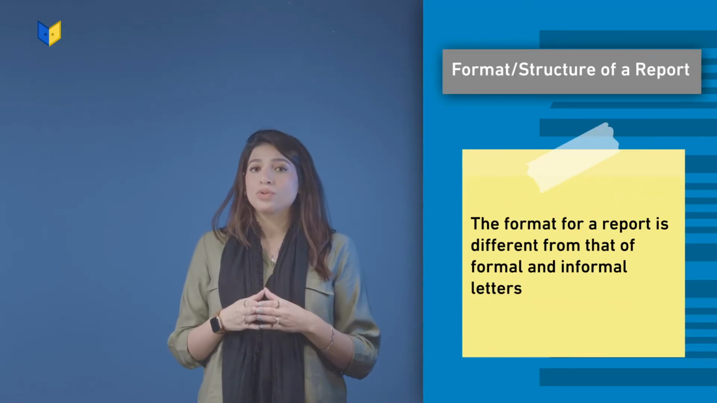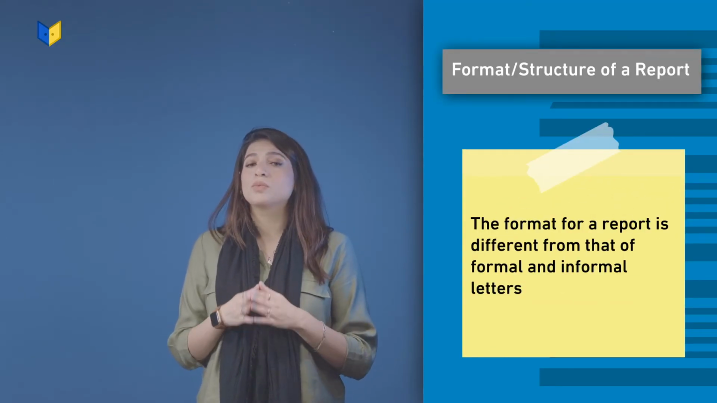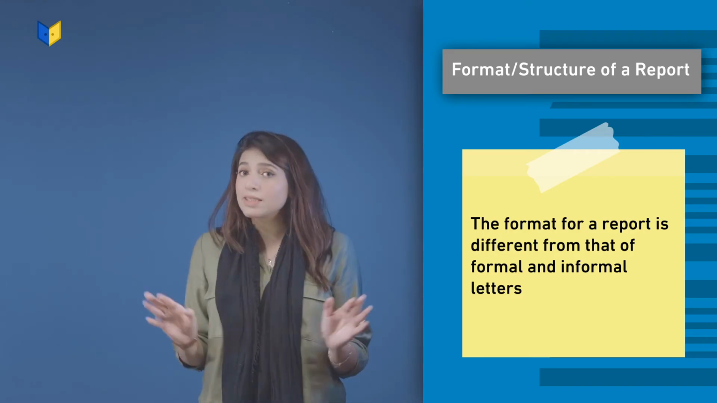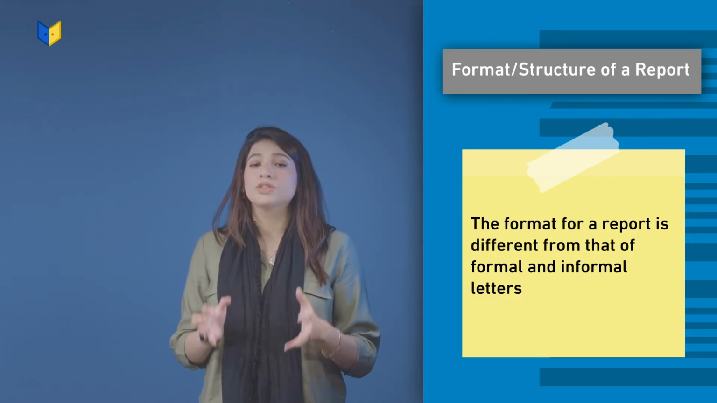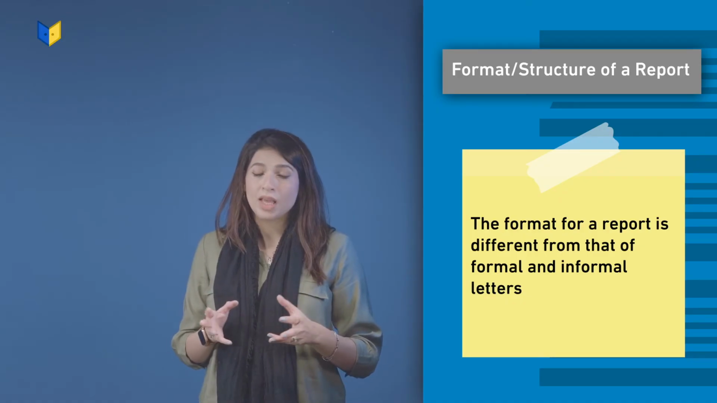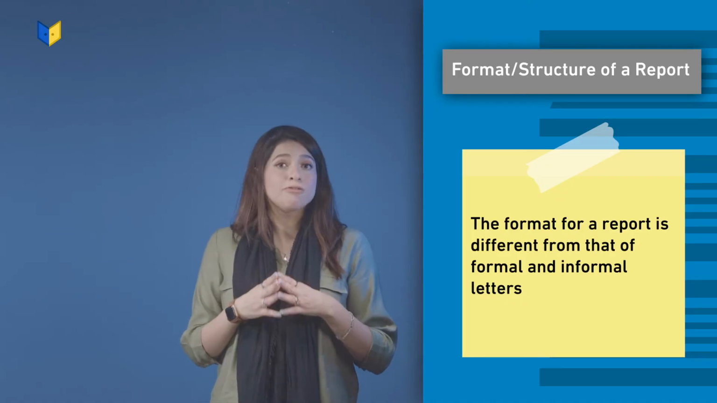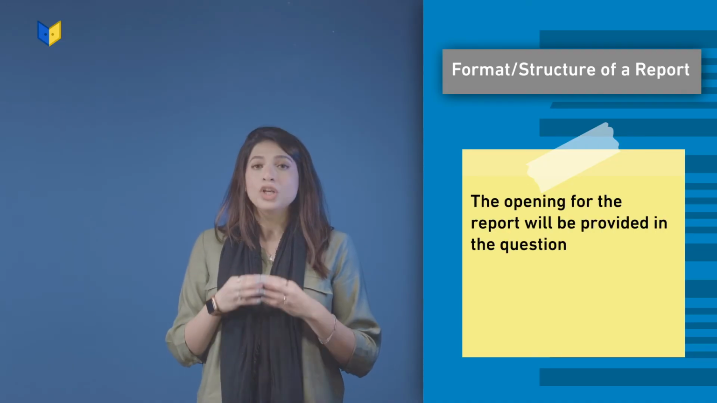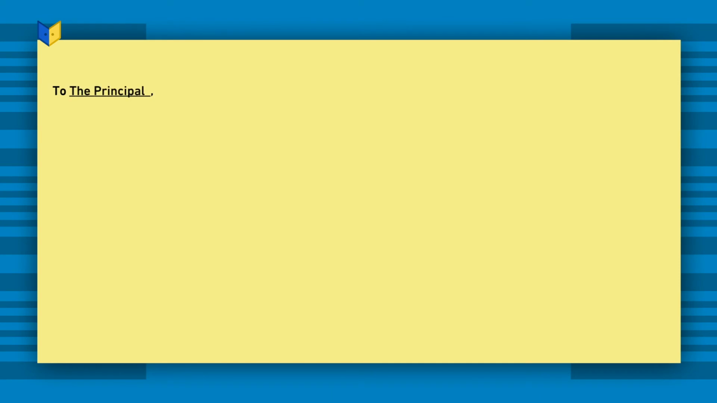Now, what does the format or the structure of a report look like? Here, you have to make sure that you're not following the same guidelines that were provided to you for formal and informal letter. Here, you have to completely disconnect from that information and focus on report writing entirely. Now, in a report, like a formal and informal letter, you are provided a start within the question. Usually, the start of a report would be something like to the principal, to the police officer, etc. That is exactly how you begin the report.